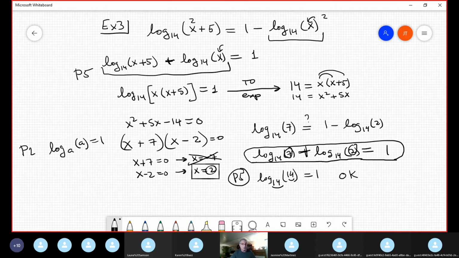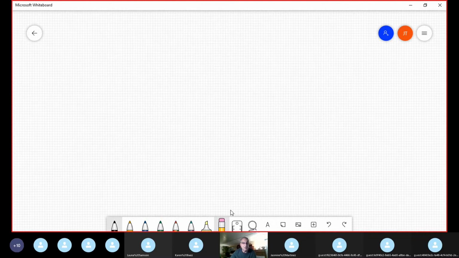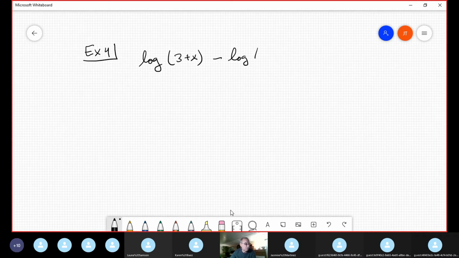Well, let me try another, but not too complicated. Okay, look, the last one. In the review packet, we have another more complicated example. Example 4. Suppose log of 3 plus x minus log of x minus 3 equals log of 3. Wow, in this case we have 3 logarithms. Very good. Here we can condense everything, you put it on the same side.